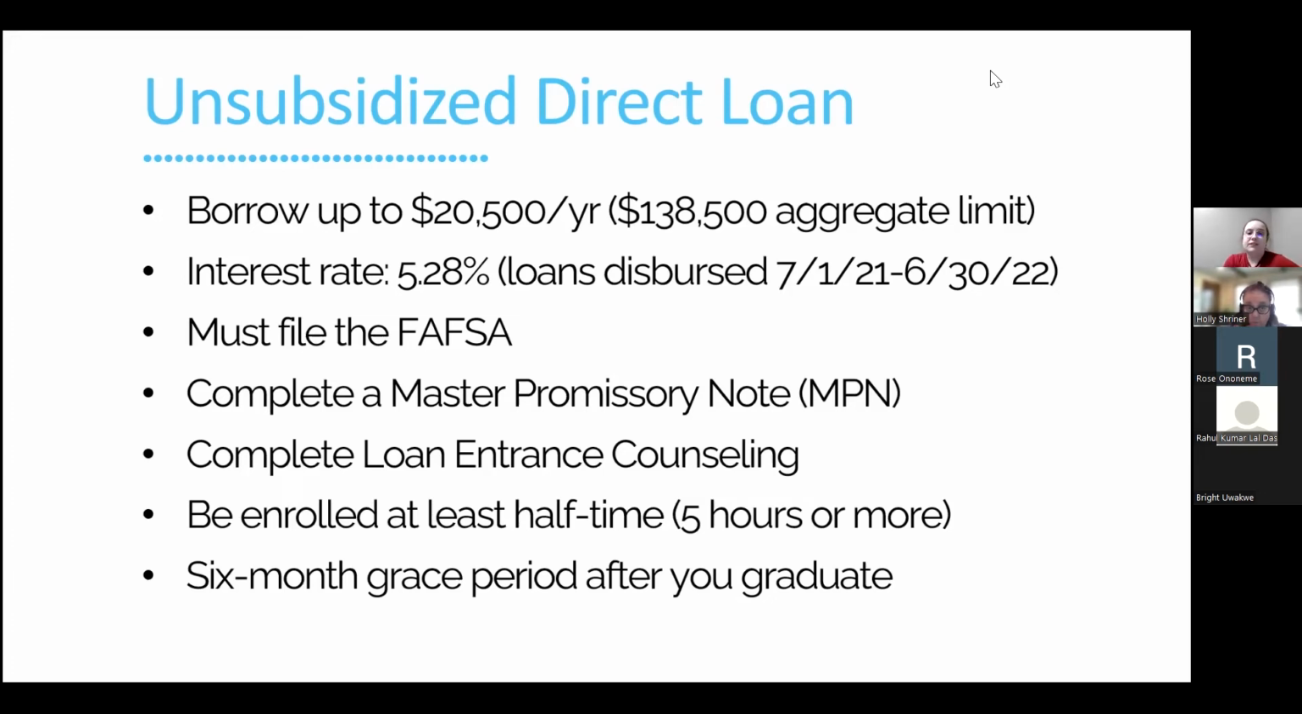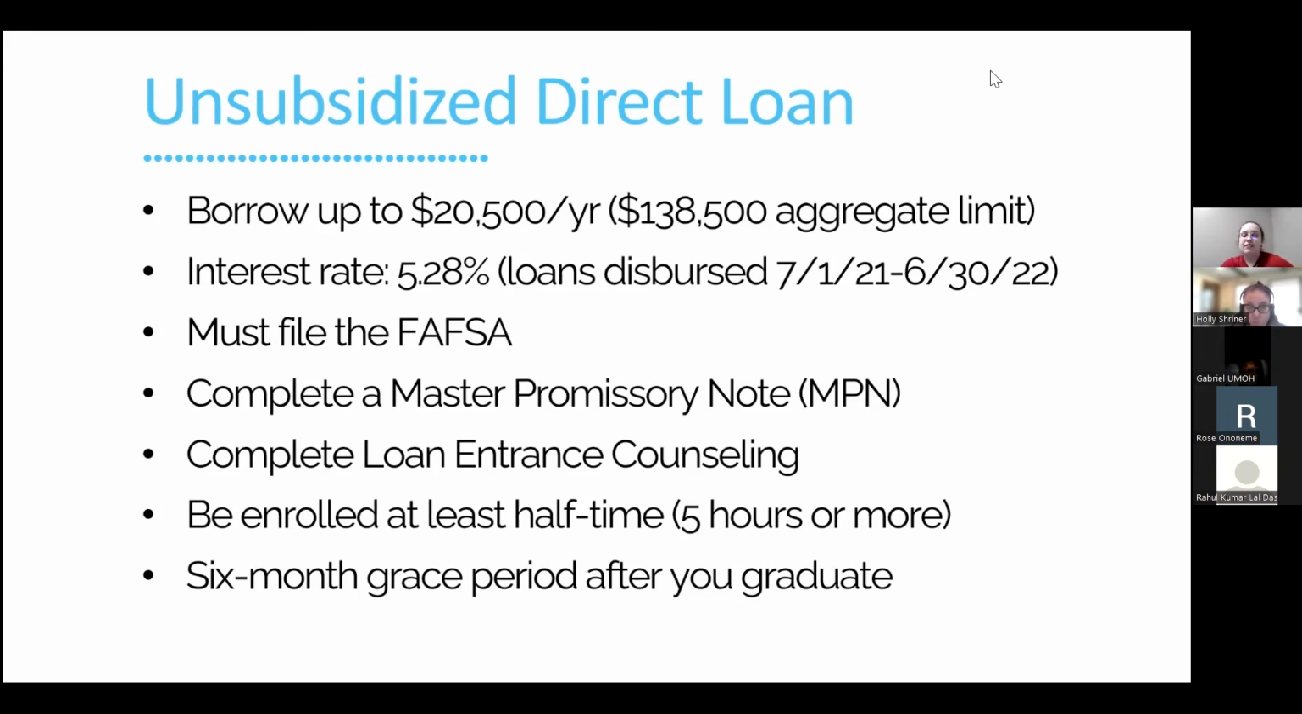These loans currently have a 5.2% interest rate, and that sometimes does differ from year to year, but once you accept the loan, it'll be a fixed interest rate for that specific loan. And you must, like I said, file the FAFSA to receive this. And if you're a first-time federal student loan borrower, you'll also need to complete loan entrance counseling, and you'll typically also need to complete master promissory notes each year, just to continue to confirm that you're going to be repaying the loans that you're taking out.